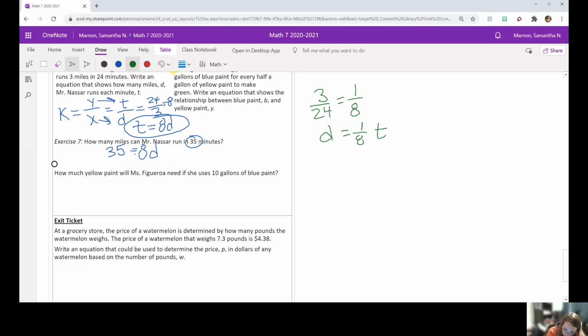So instead, we can substitute that T, that 35, and then all you need to do is multiply 1/8 times 35. And I'm not going to tell you what that is because I want you to practice typing on your calculator with the fractions because some of us are still having issues with that. So you're going to practice writing that and you're going to tell us what the answer is for how many miles Mr. Nasser can run in 35 minutes. And then you're going to also answer this question using the equation that you wrote above. So how much yellow paint will Miss Figueroa need if she uses 10 gallons of blue paint? So you're going to be able to do that one on your own.